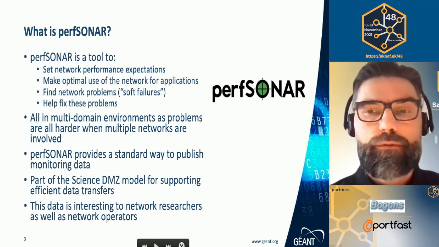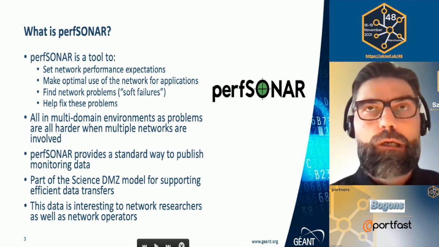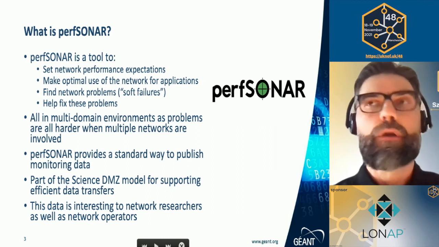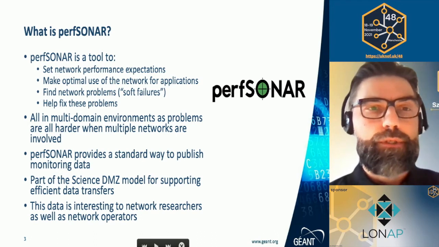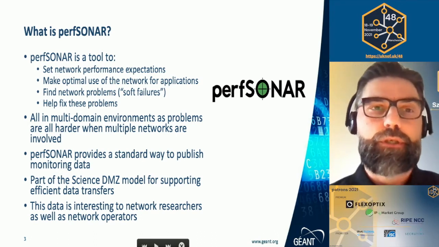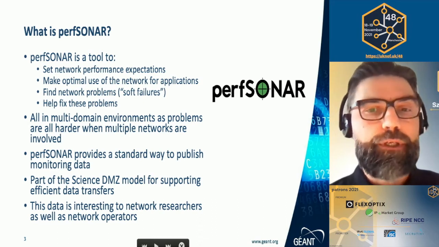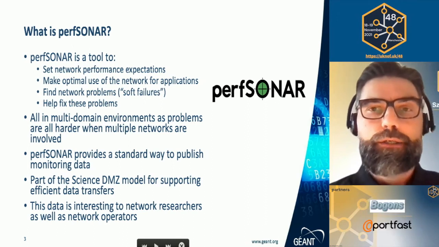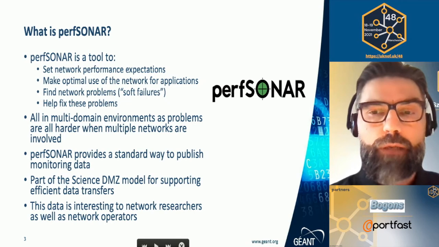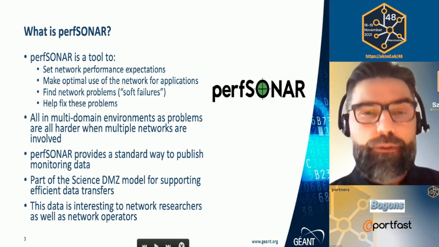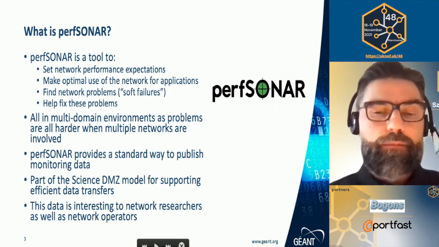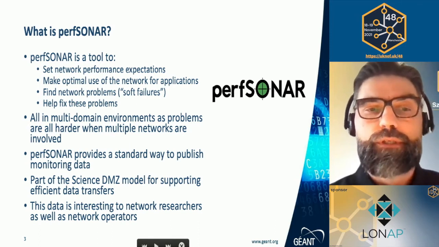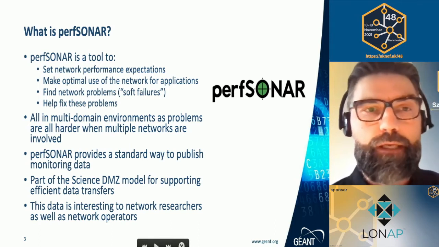I think it's important to say that it's part of a model which some of you may know. It's called Science DMZ, which is a kind of architecture to build nodes in the networks, or parts of the network, which are especially equipped, designed, and configured in a way to better support efficient data transfers. It's especially useful for the research environment, but may also be applied to any other networking environment. And this data, I mean the tests, the measurements, or the data collected, can be used by any type of user, both researchers and the network operators.